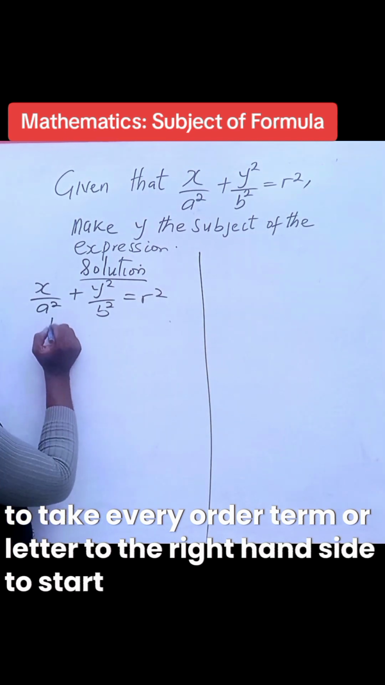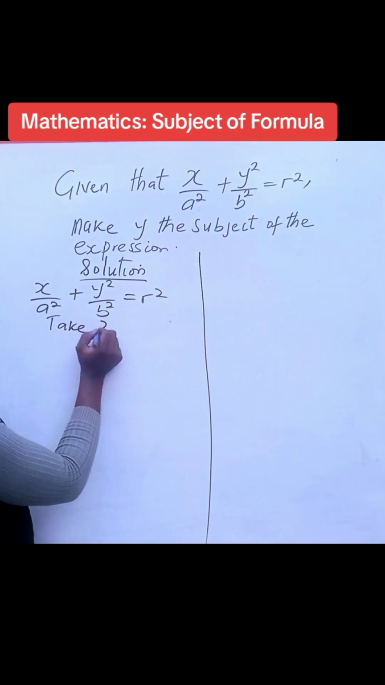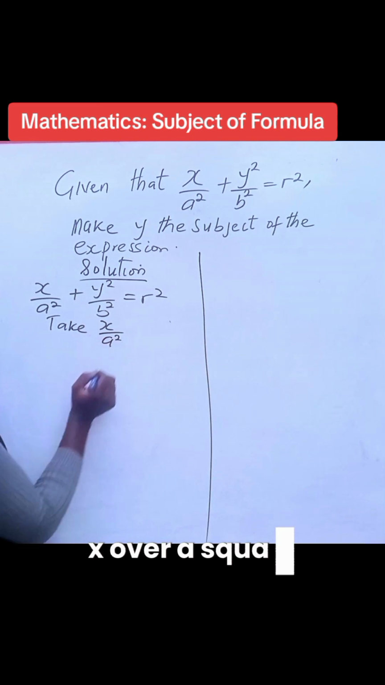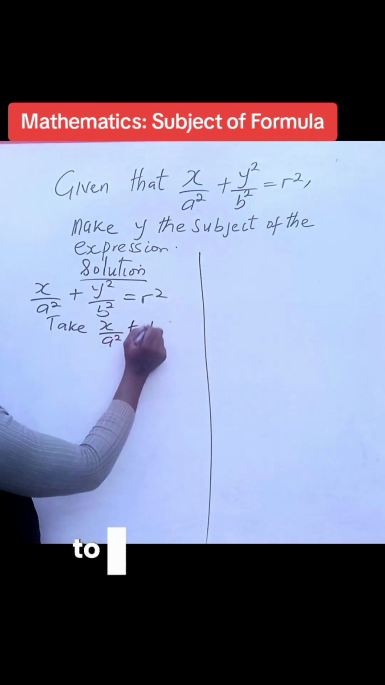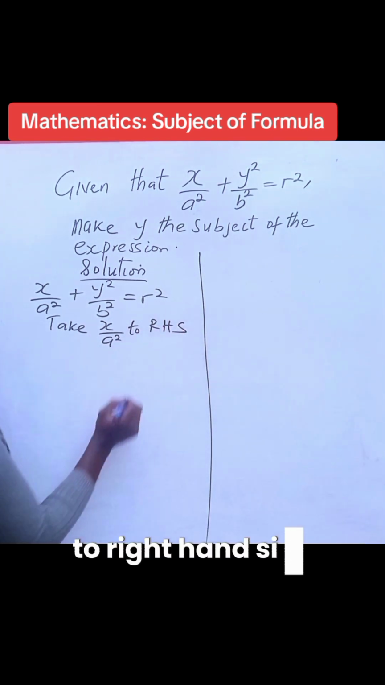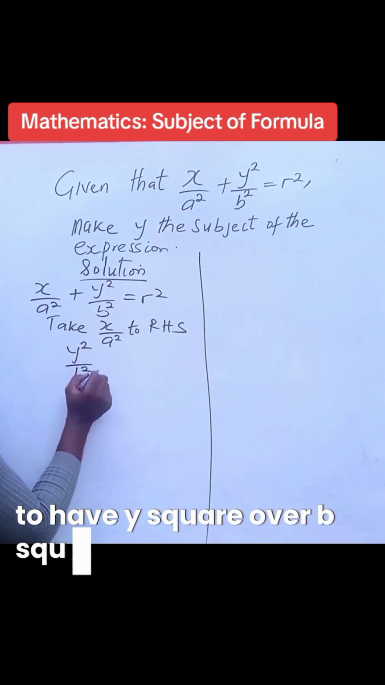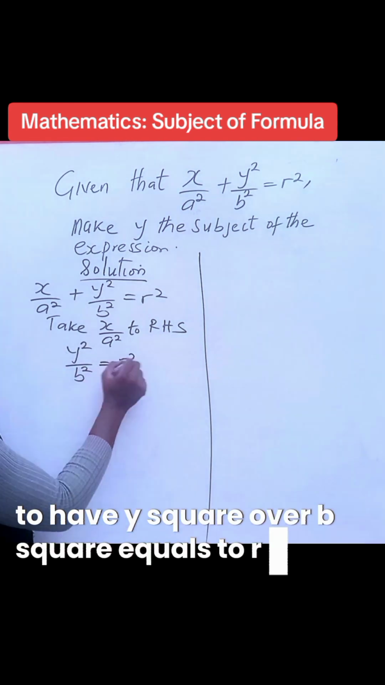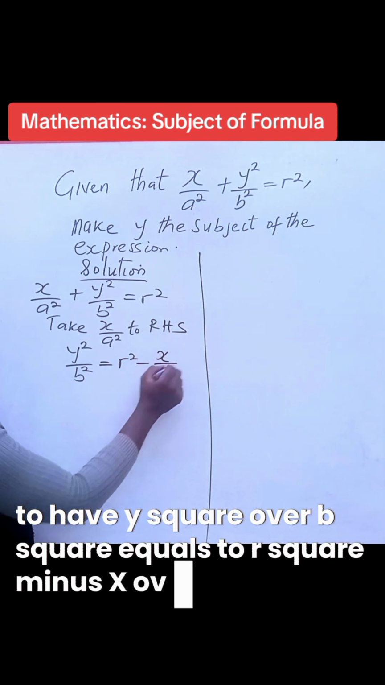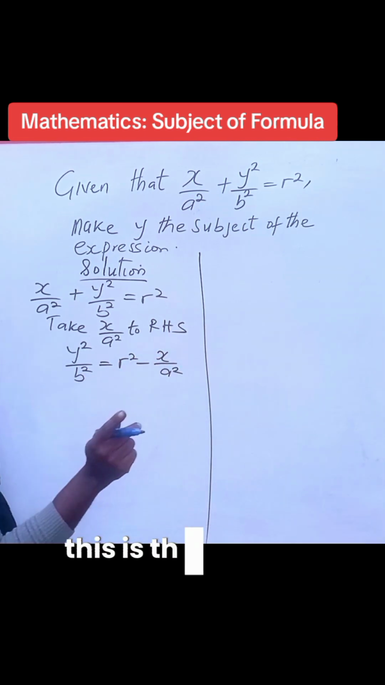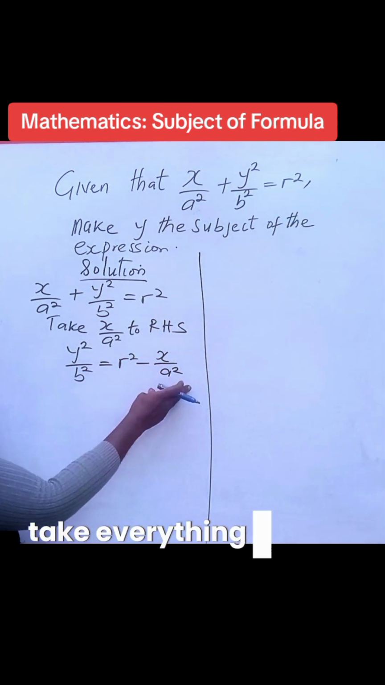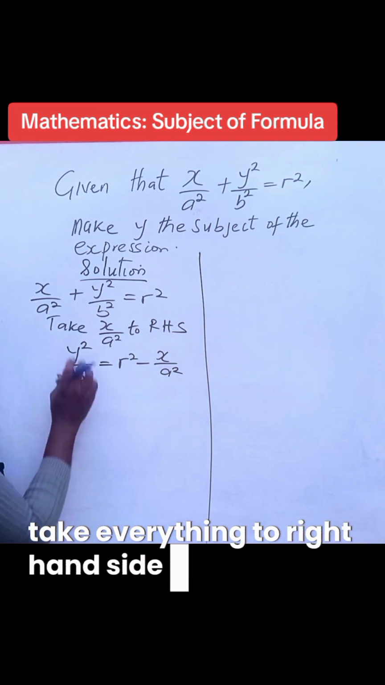So we start, take x squared over a squared to the right hand side. So we have y squared over b squared equals r squared minus x squared over a squared. So this is the first step. Take everything to the right hand side, leaving this.